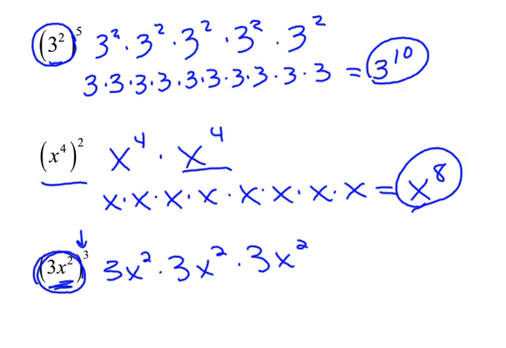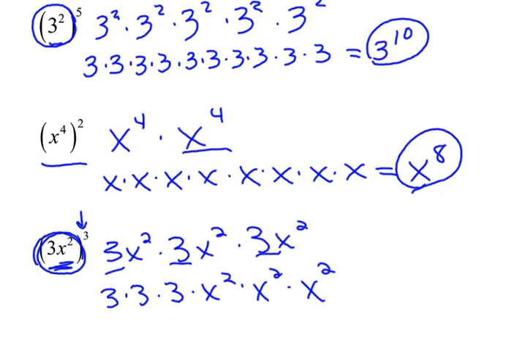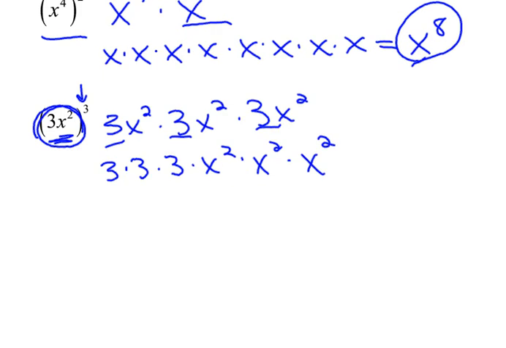Now I'm going to reorder this like I did on the other problem. I'm going to group all of my coefficients together. 3 times 3 times 3. And then we have times x squared times x squared times x squared. Give us a little more space here. And then I'm going to expand my x squareds.